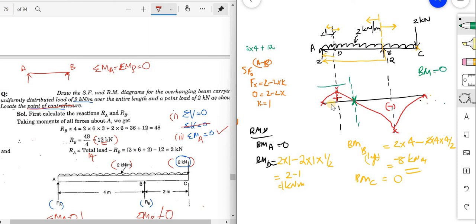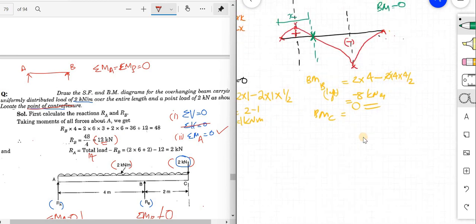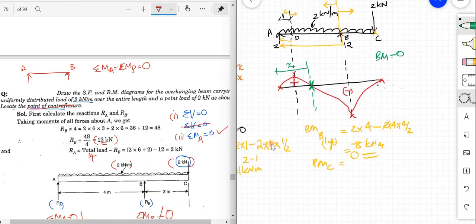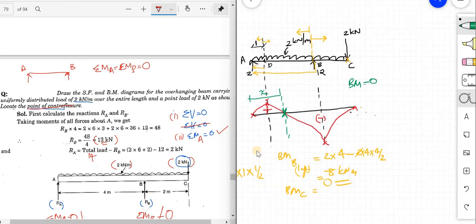So I am taking this distance as x. Now first of all I am going to write the equation for that point. Okay, so what are the loads? Here I am going to find out the point of contraflexion, that is, where the bending moment is equal to 0. So from here, this is a point that is x, so I am taking this as x.